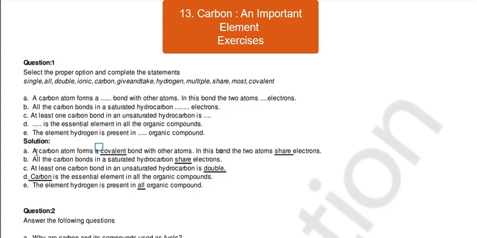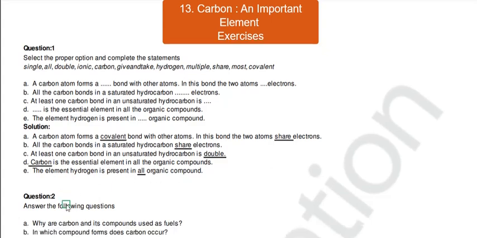Solution. A. A carbon atom forms a covalent bond with other atoms. In this bond the two atoms share electrons. B. All the carbon bonds in a saturated hydrocarbon share electrons. C. At least one carbon bond in an unsaturated hydrocarbon is double. D. Carbon is the essential element in all the organic compounds. E. The element hydrogen is present in all organic compounds.